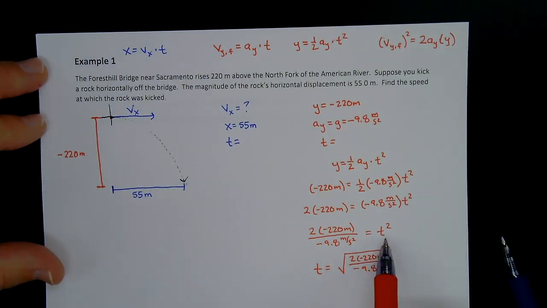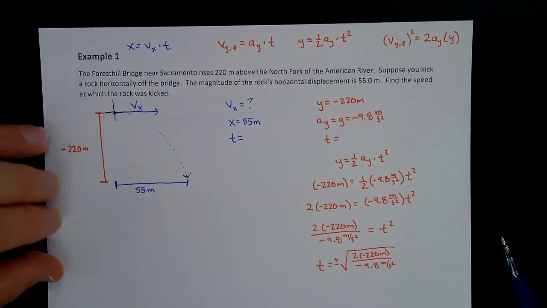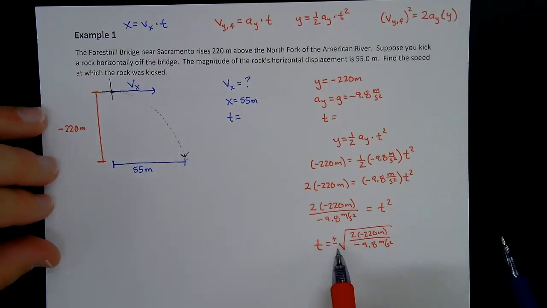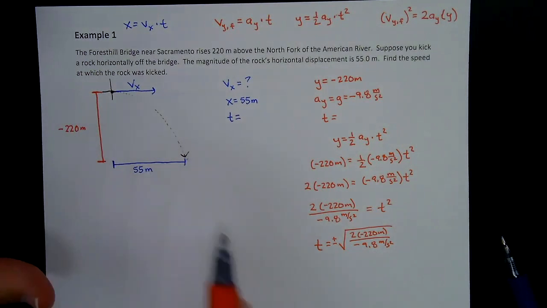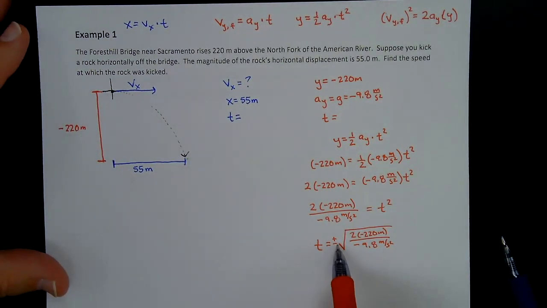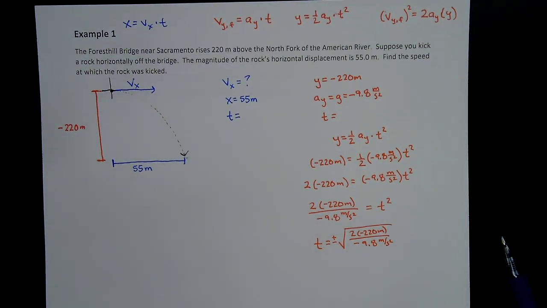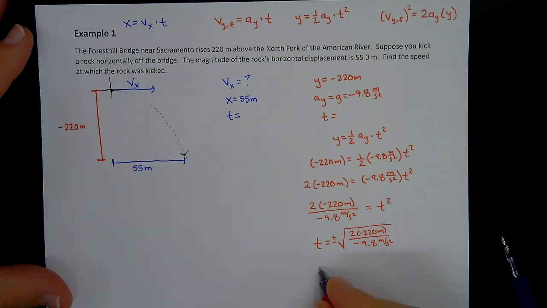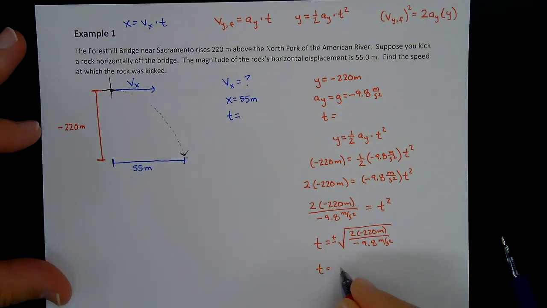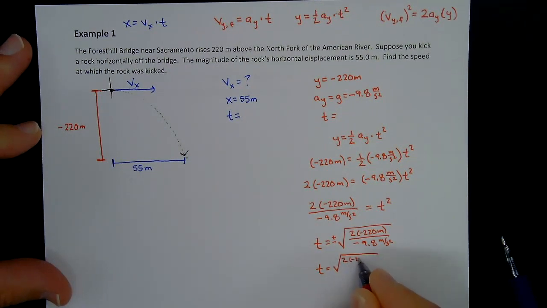Now, when I square root a square like this, you get two answers. You get the positive and the negative, and we talk about that in math classes. Now, because time has to be positive, we're just going to give the positive answer. Because of the situation we're in, it has to be positive. So this turns out to be positive, the square root of 2 times negative 220 meters divided by negative 9.8 meters per second squared.